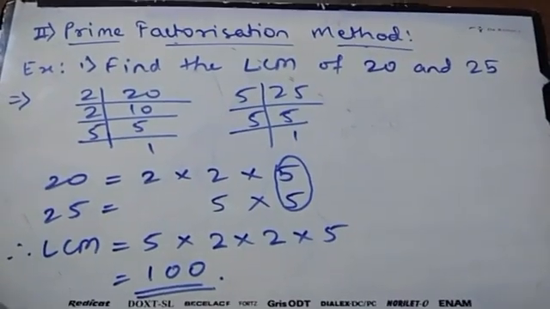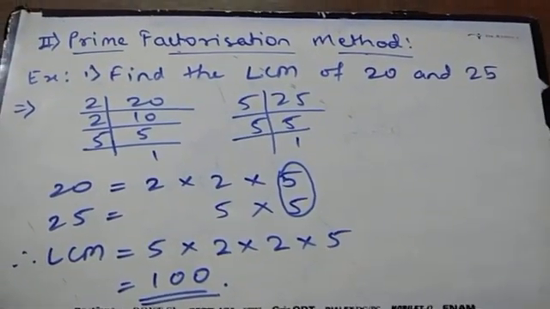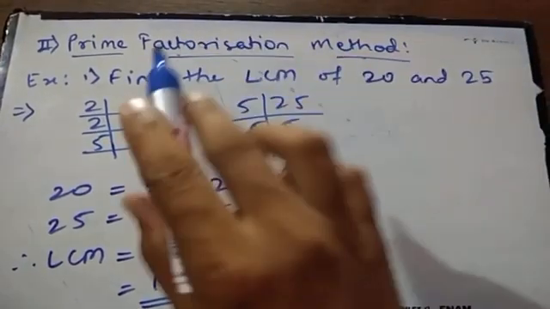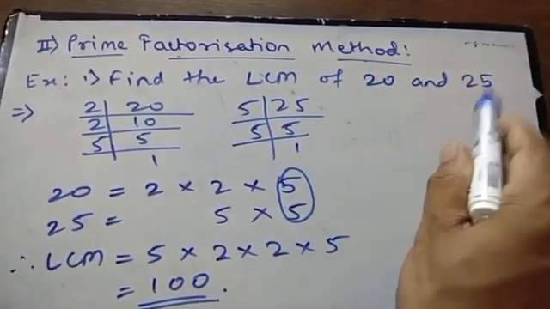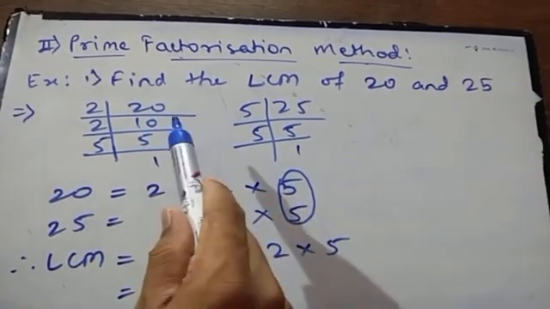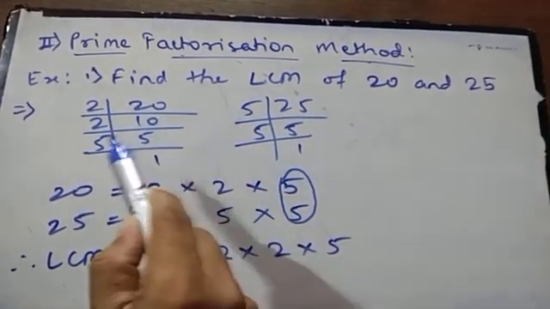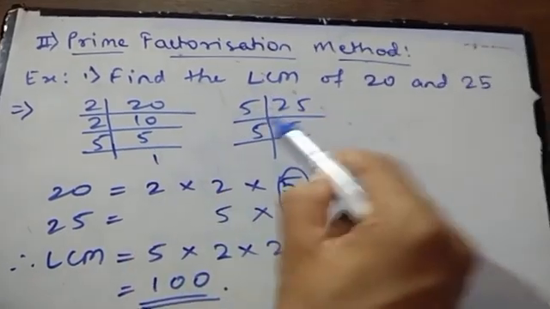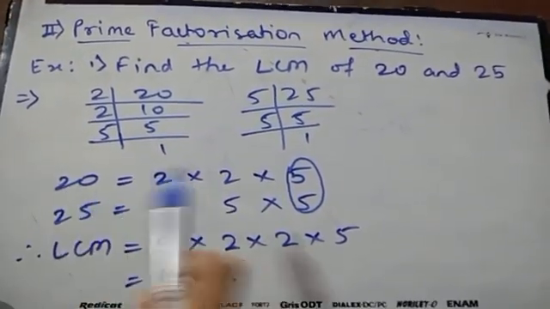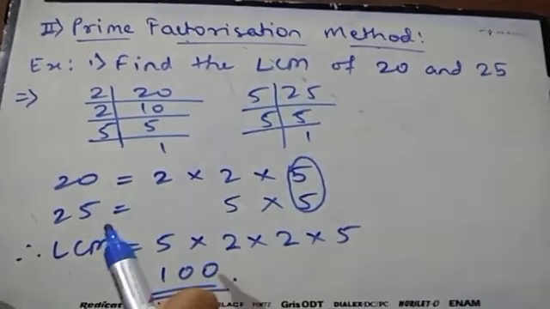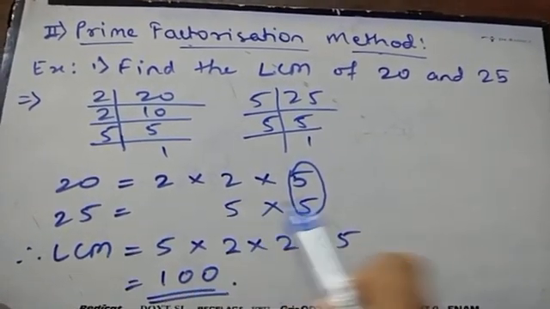Students, now we will find out LCM of the same numbers. Same example we will take, but we will use another method, that is prime factorization method. In this, first we have to find out prime factors of each number separately. So first I am going to find out prime factors of 20. 2 10s are 20, 2 5s are 10, 5 1s are 5. Then 5 5s are 25, 5 1s are 5. So prime factors of 20 are 2, 2 and 5. And prime factors of 25 are 5 multiplied by 5.